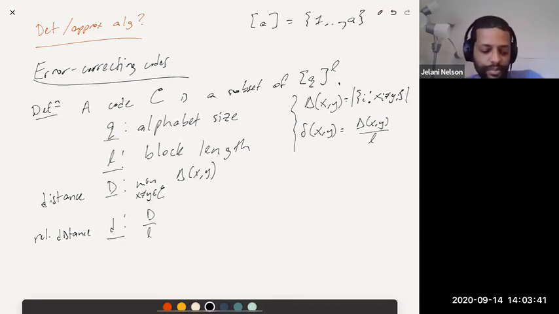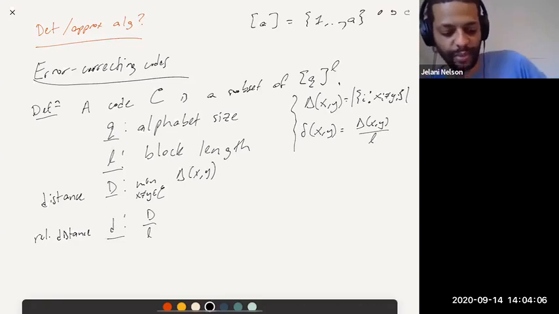Okay. So a code is just a collection of vectors. Usually those vectors are called code words. Each one of these code words you can think of as a string of length L where the symbols are from a Q-sized alphabet. So the symbols are integers between 1 and Q.